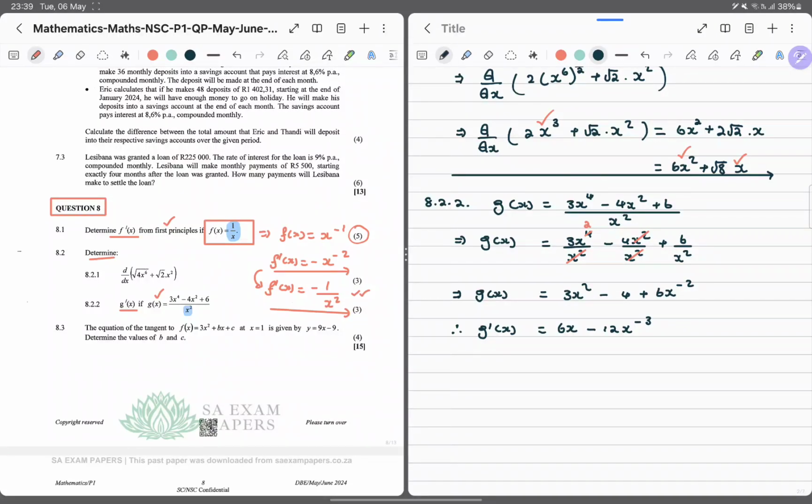Now, it's safe to leave it here, okay? It's safe to leave it here. We don't like negative exponents though. Someone else may still write g prime x is equal to 6x minus 12 all divided by x cubed. That's still okay, okay? It's not a must though. There's not so much of a fuss on that issue.